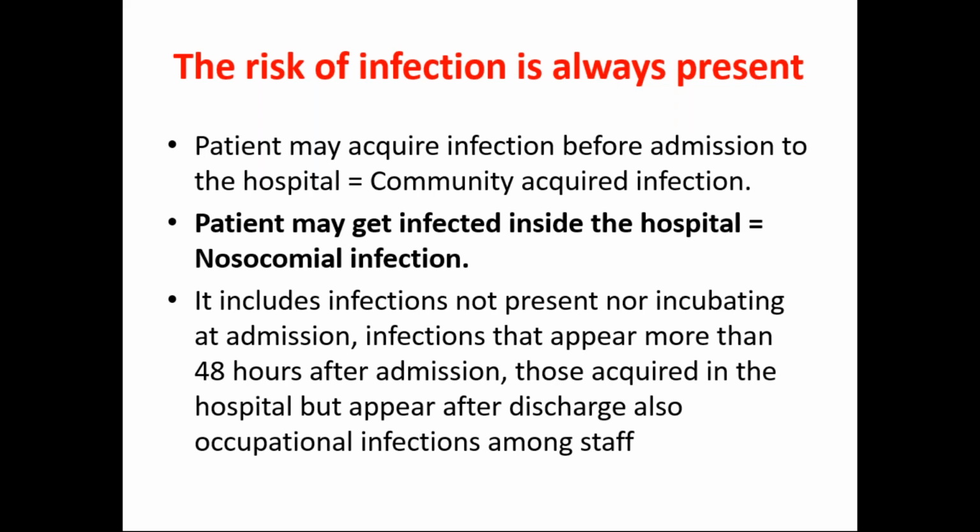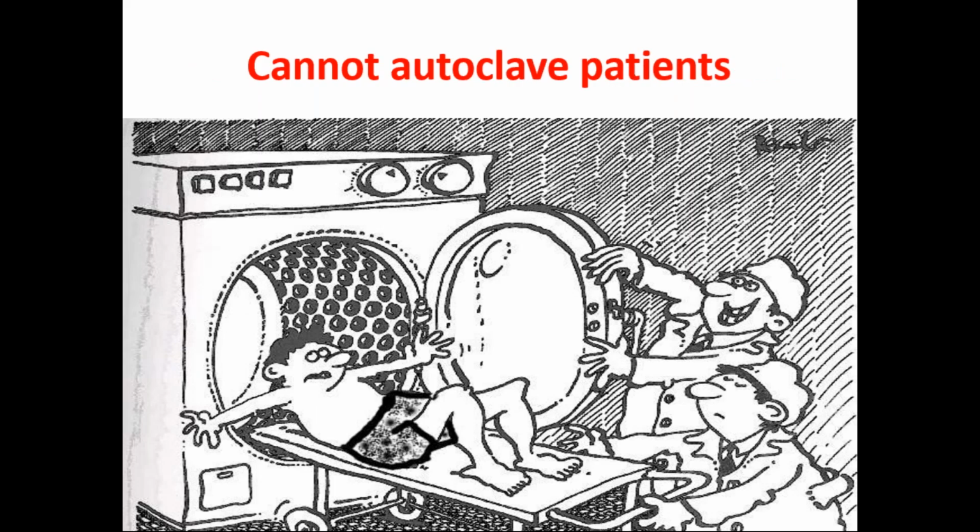Hospital-acquired infections, we can keep down as far as possible by decontaminating and disinfecting the surfaces and rooms properly, because we cannot autoclave a patient. Right? Can we autoclave a patient? Can we sterilize a patient fully? No. Therefore, the best way to reduce contamination in the hospital is by decontaminating the settings.